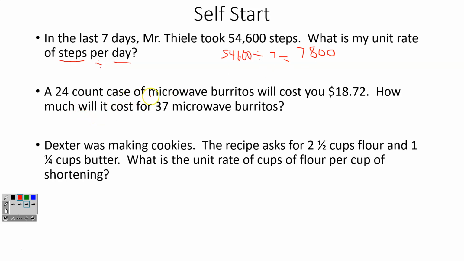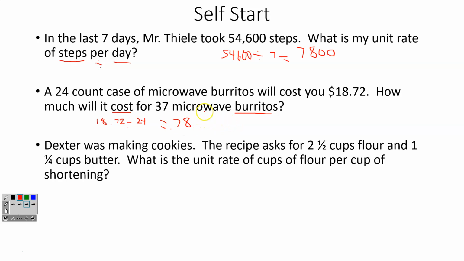A 24-count case of microwavable burritos, yummy, yummy, will cost you $18.72. How much will it cost me for 37 microwave burritos? So how much will it cost? Cost comes before burritos. So I'm going to do 18.72 divided by 24. That's going to give me an answer of 0.78. So that means it's 78 cents per burrito.